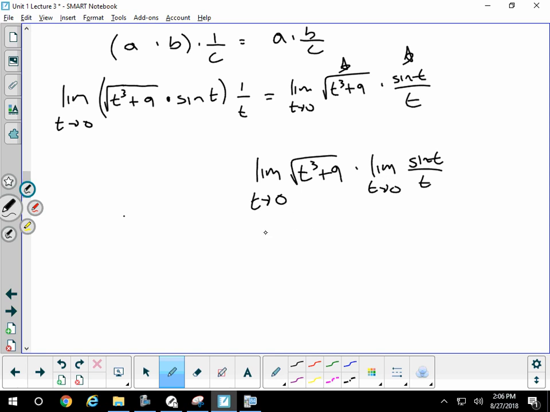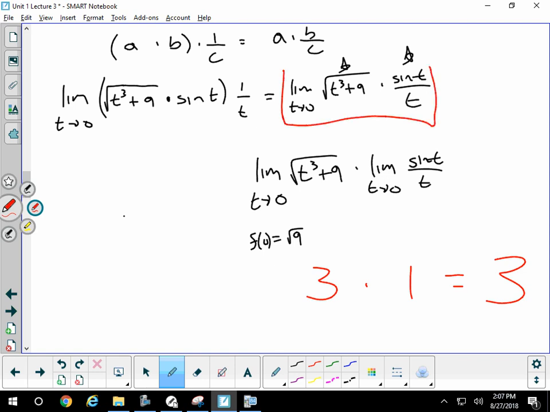Now for this one, I would plug in 0. So I kind of find f of 0 and get the square root of 9, which is just 3. And this is my known one, which is 1. So my answer is 3. In the future, I'd probably expect you to get here, and then from here, get there. Yes?